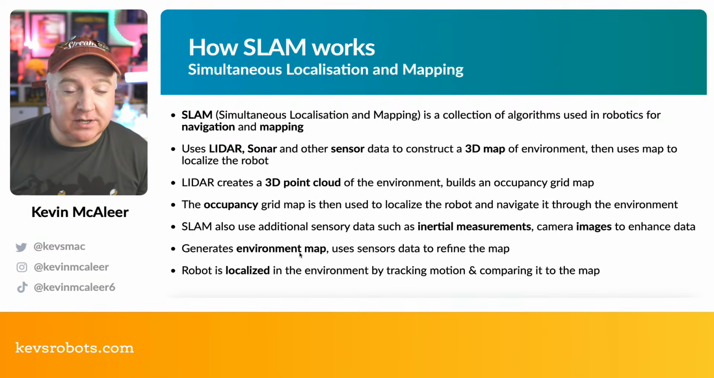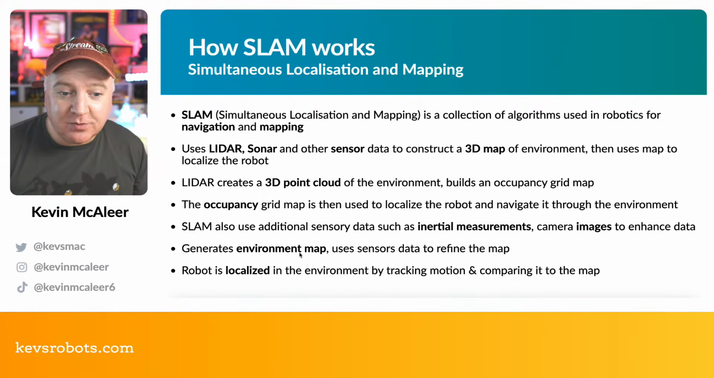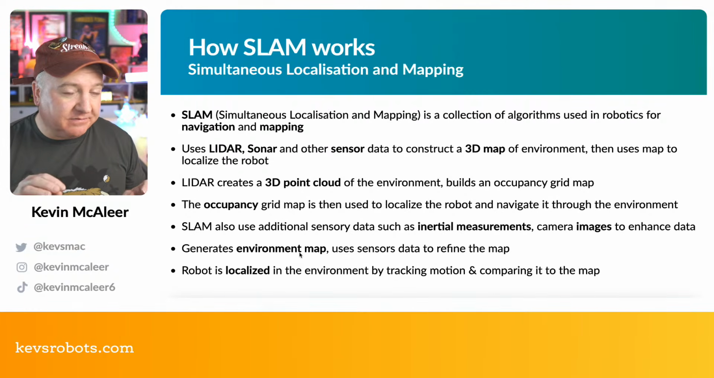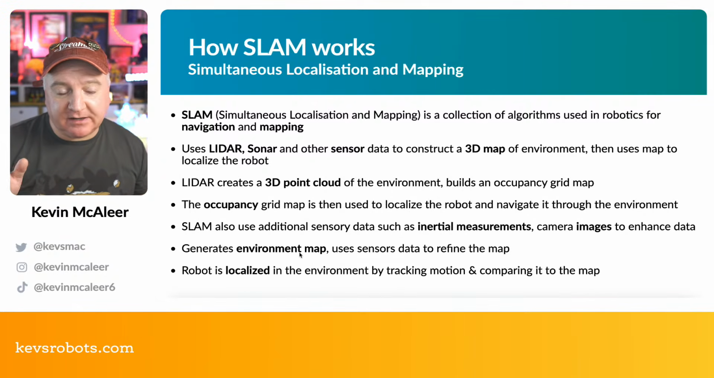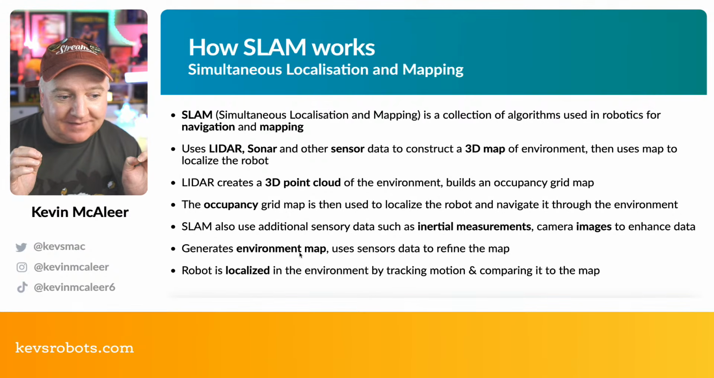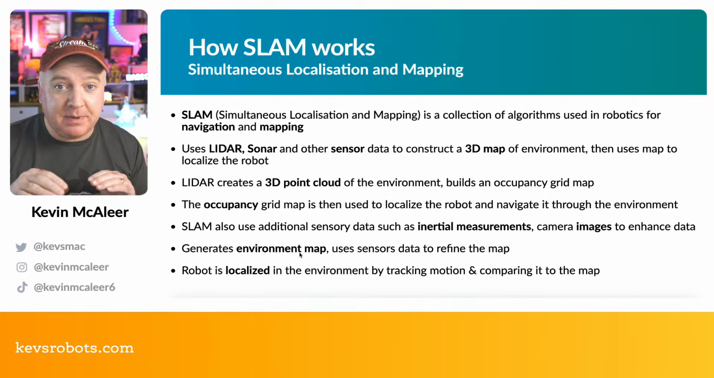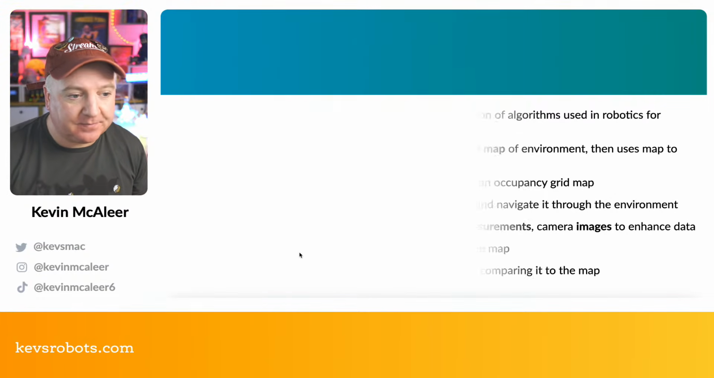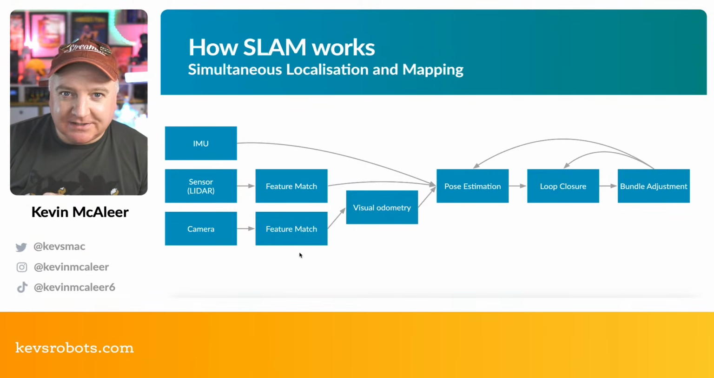And SLAM can use additional sensory information such as inertial measurements from an IMU. It can bring in camera images to enhance that data even further. And in fact, the more that you have, the more accurate your position can be. So this generates an environmental map, uses our sensors to refine that map. And then our robot is localized in the environment by tracking its motion compared to that map that it's built up. So how this works in reality, there's this process that SLAM uses.